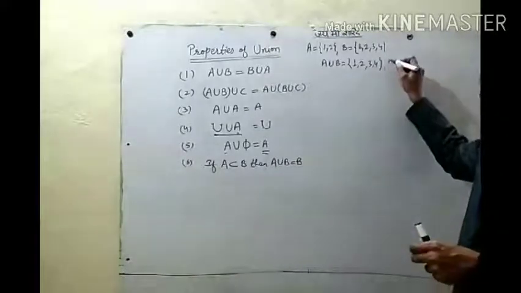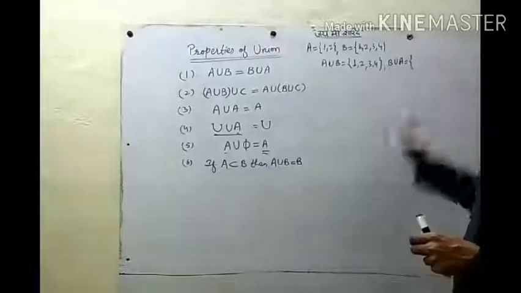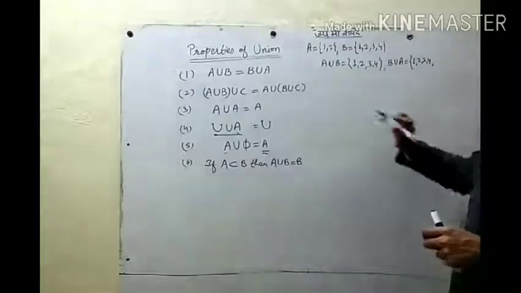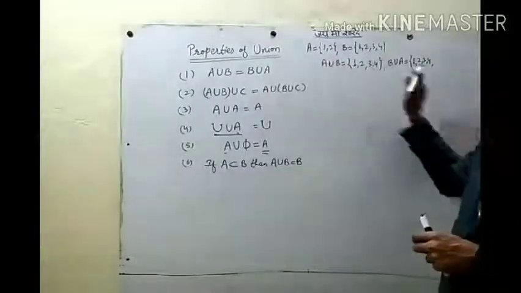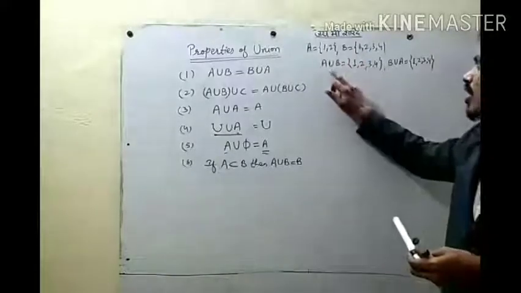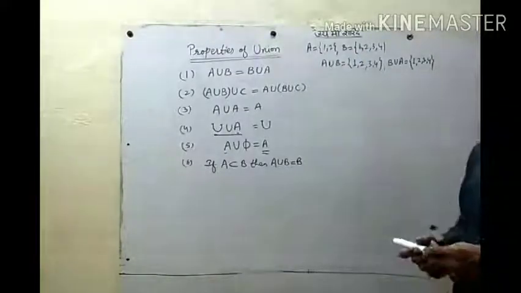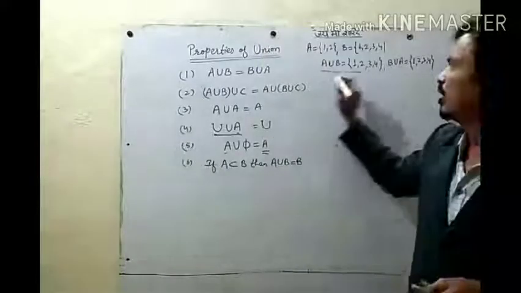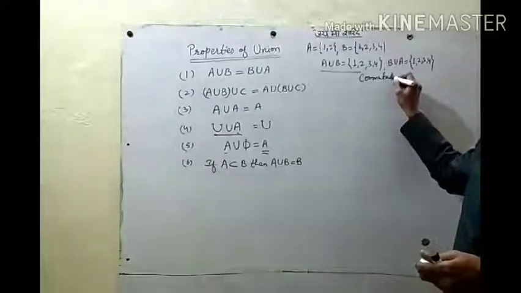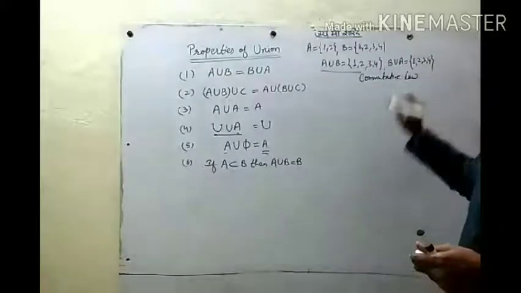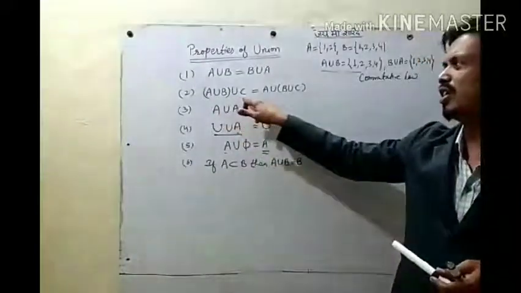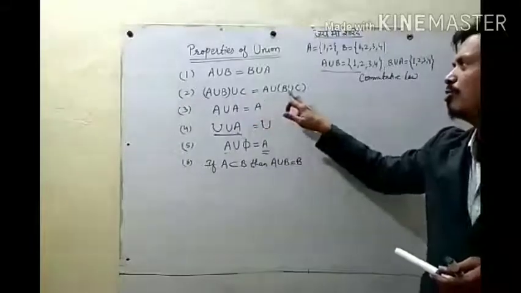Now I find B union A. So elements of B 1, 2, 3, 4. Then elements of A. So A 1, 2 already came here. So this is our B union A. So A and B are the sets. Then A union B and B union A are same. Okay. Then this property is known as commutative property, commutative law.